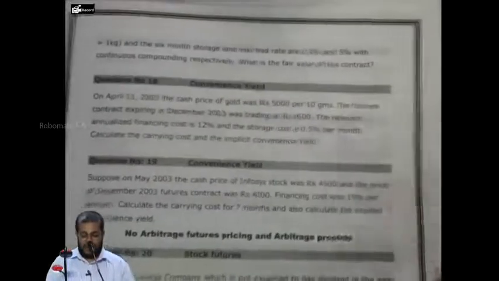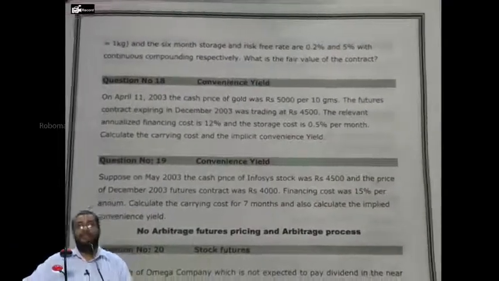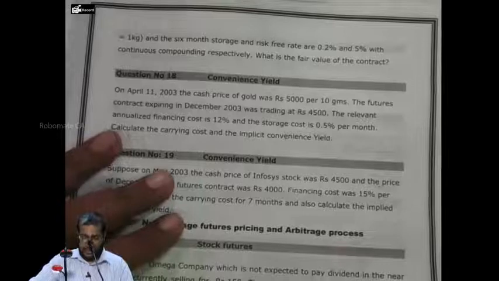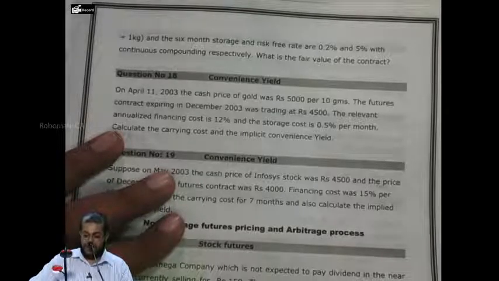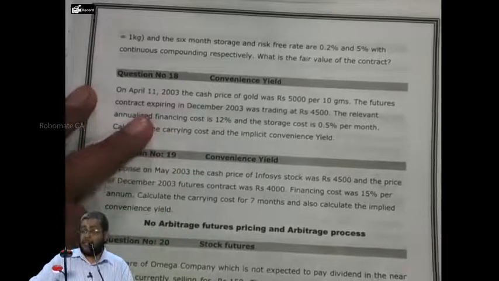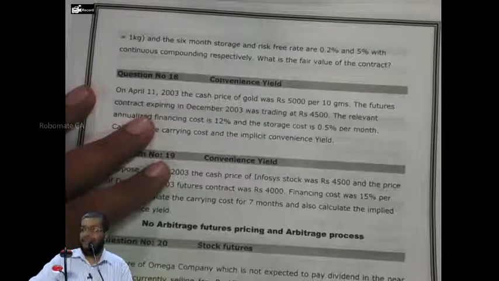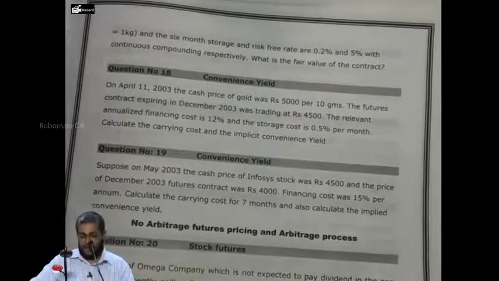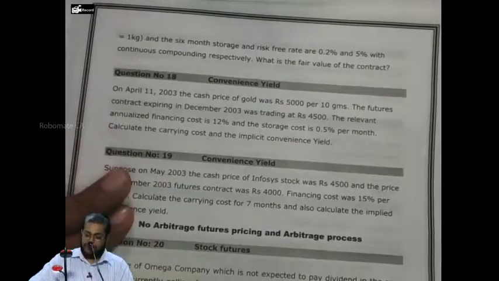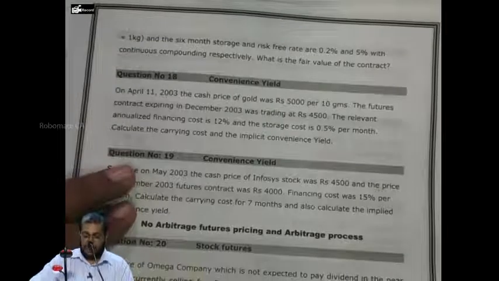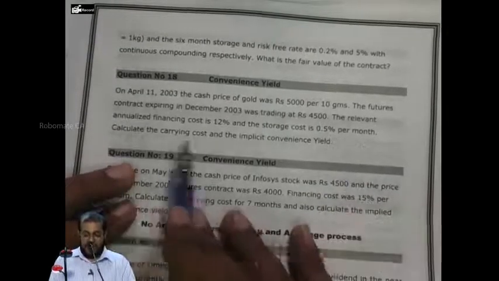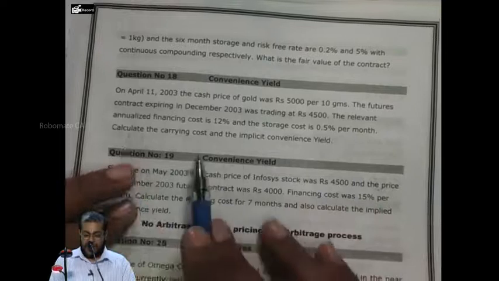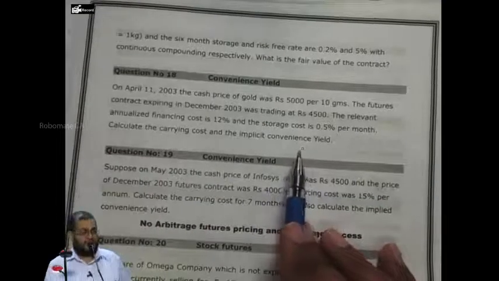Okay, now take question number 18, please. April 11, 2003, the cash price of gold was rupees 5,000 per 10 grams. That was the real cash price of gold at that time. Now gold is 27,000 or 28,000. It has increased so steeply over the past 10 years. The futures contract expiring in December 2003 was trading at 4,500. The relevant annualized financing cost is 12%. Storage cost is 0.5% per month. Calculate the carrying cost and the implicit convenience yield.